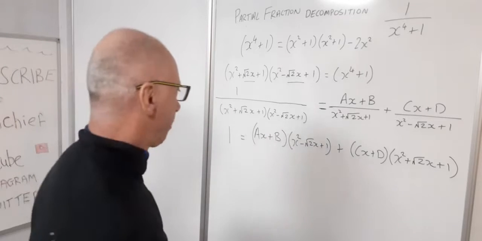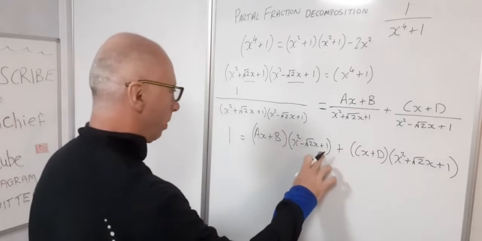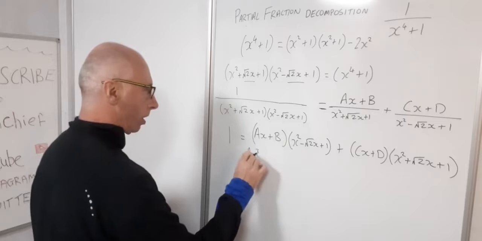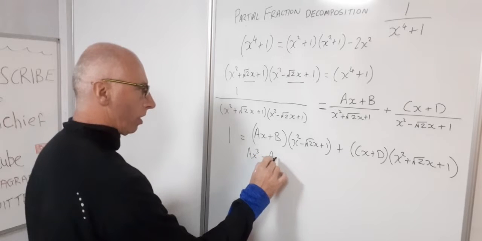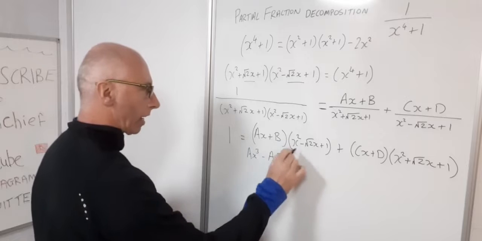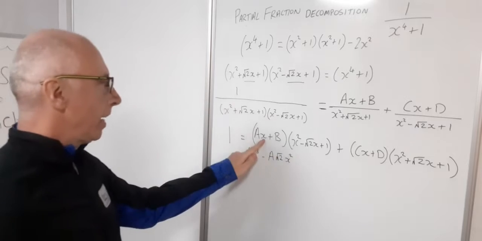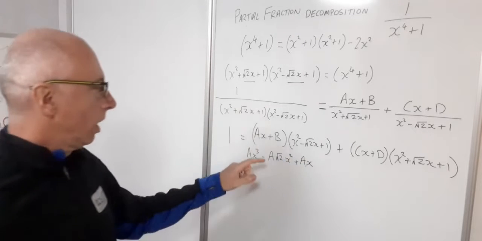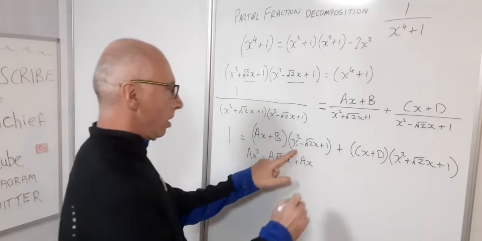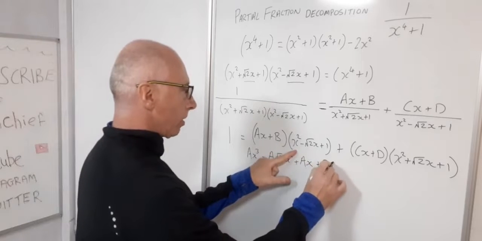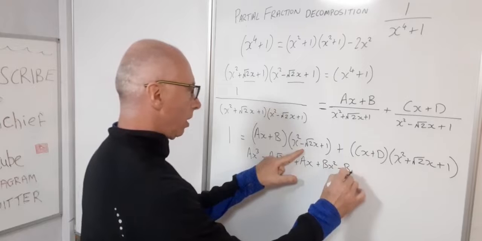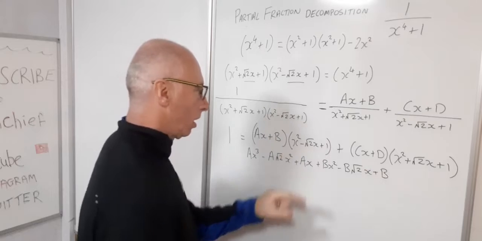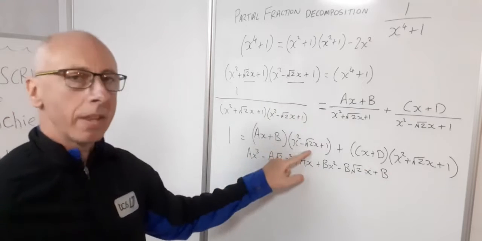Let's do that with all these. So let's distribute my ax with all of these terms. So now I'm going to get ax cubed minus a times root 2 x squared, and then ax times plus 1 will just give me ax. So now distribute the b with all these terms. So now I'm going to add bx squared minus b root 2x plus b. Okay, so that is just that bit there.